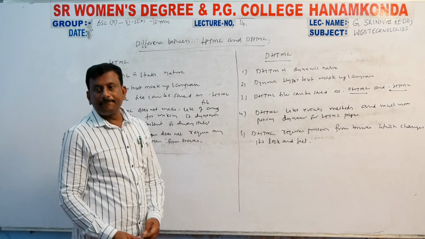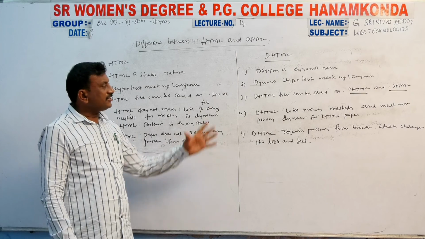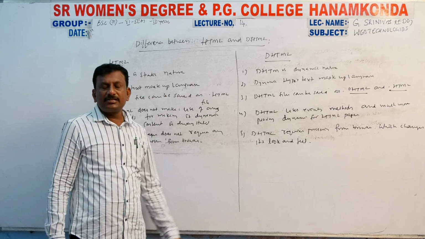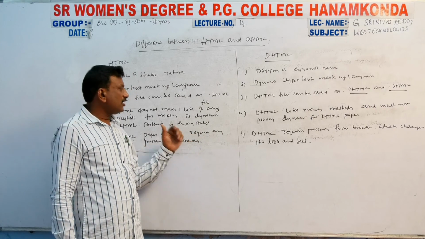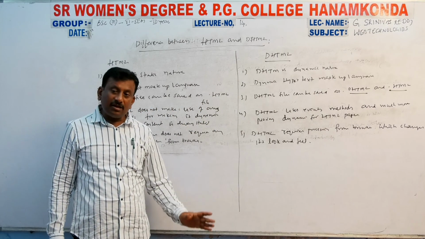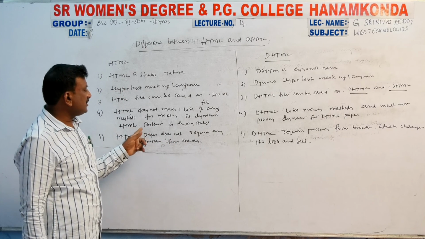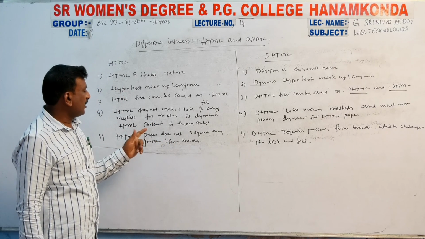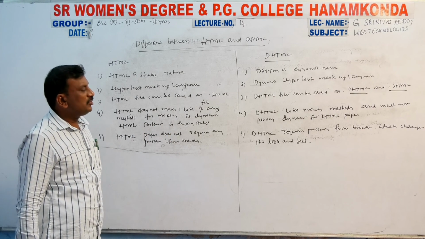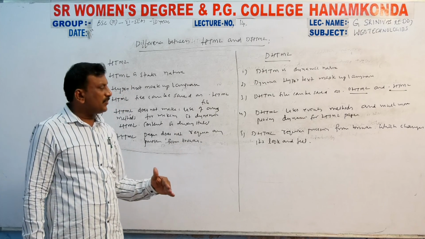These are the main differences. HTML is static in nature, DHTML is dynamic. HTML is hypertext markup language, and DHTML is dynamic hypertext markup language. The file extension will be .html, and for DHTML also .dhtml. HTML does not make use of any methods for making it dynamic, and its content is always static. But DHTML uses events, methods, and much more, making HTML pages dynamic.